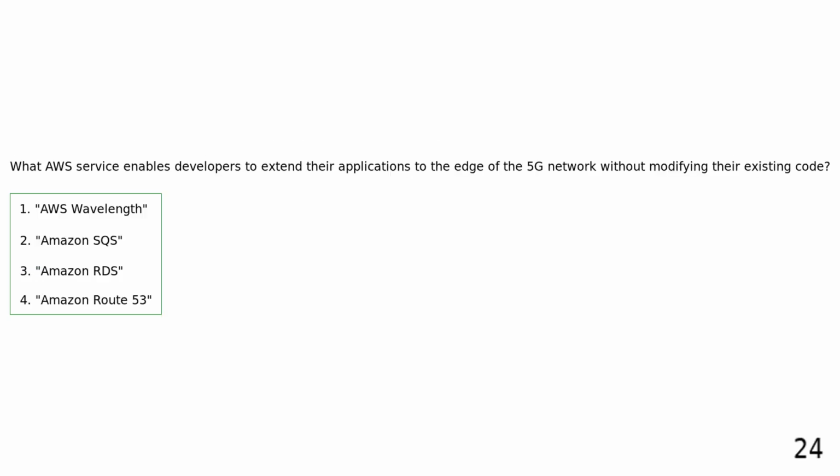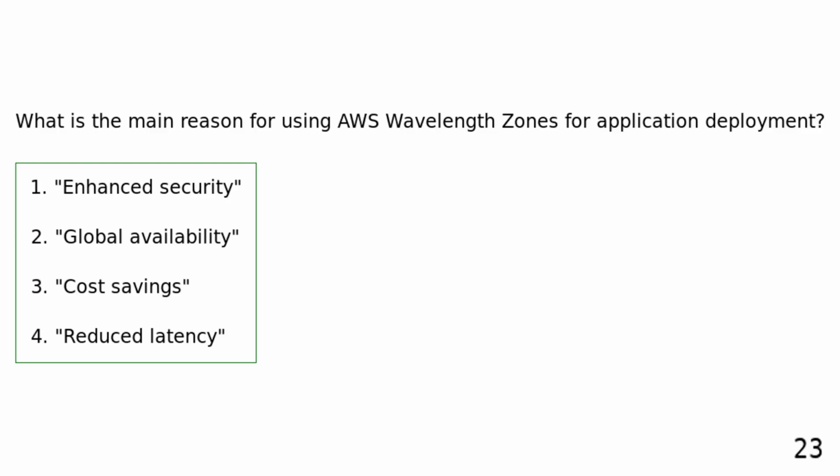What AWS service enables developers to extend their applications to the edge of the 5G network without modifying their existing code? AWS Wavelength, Amazon SQS, Amazon RDS, Amazon Route 53. AWS Wavelength enables developers to extend their applications to the edge of the 5G network seamlessly without the need for code modifications. What is the main reason for using AWS Wavelength zones for application deployment?